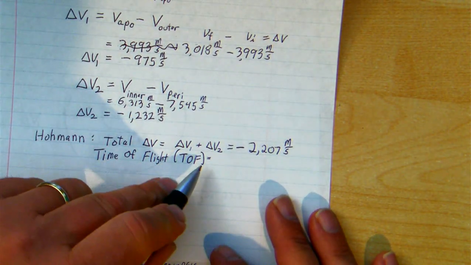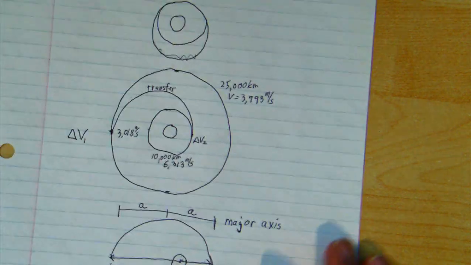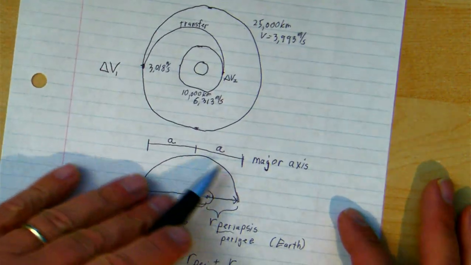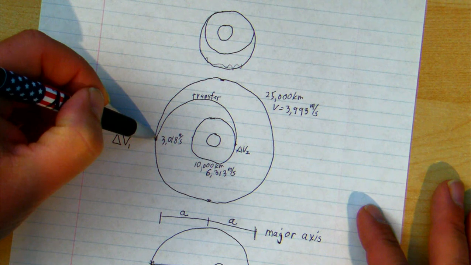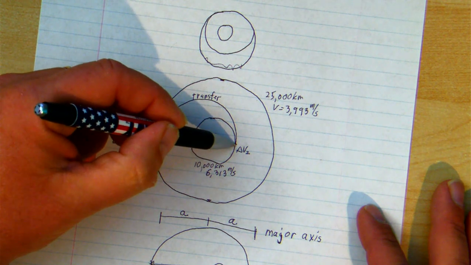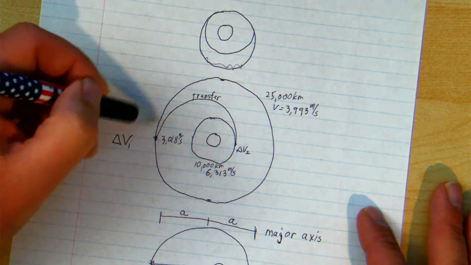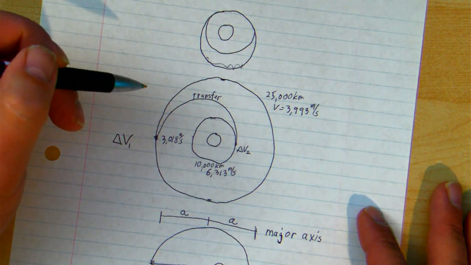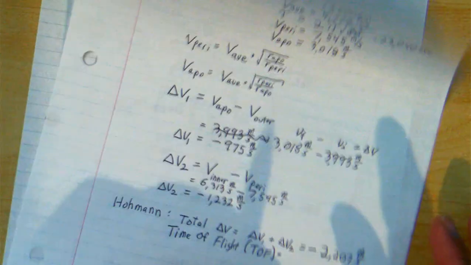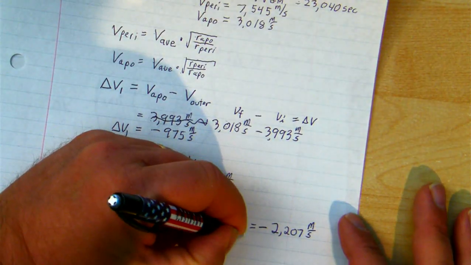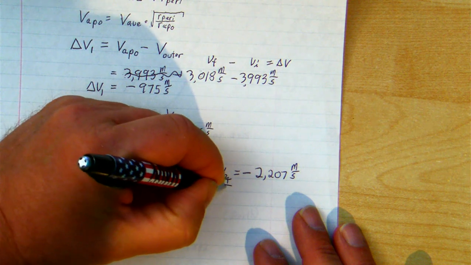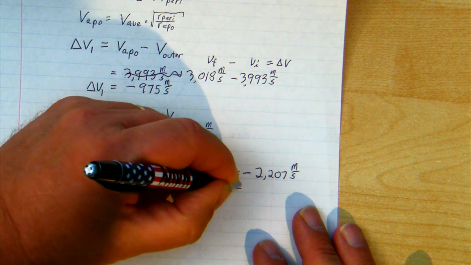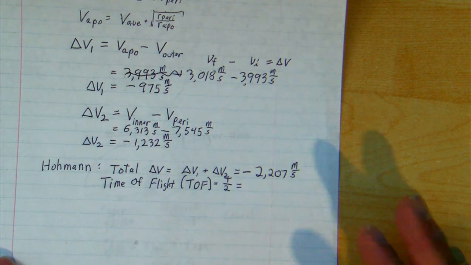To get the time of flight, maybe you can understand why I only drew half an ellipse. The time of flight from the first delta V to the second delta V is 1/2 of the orbital period. So if we take the period for the elliptical transfer orbit and divide it by 2, that is the answer from me to you.